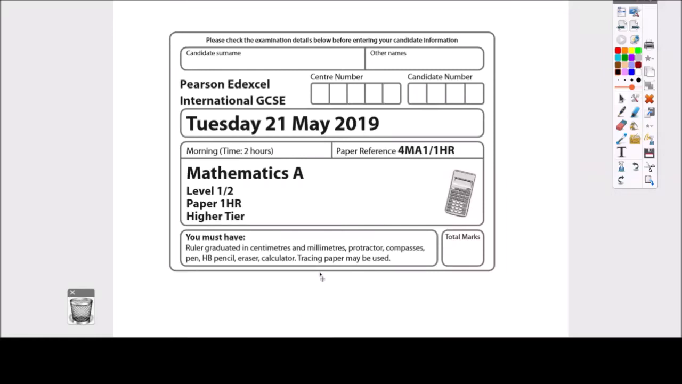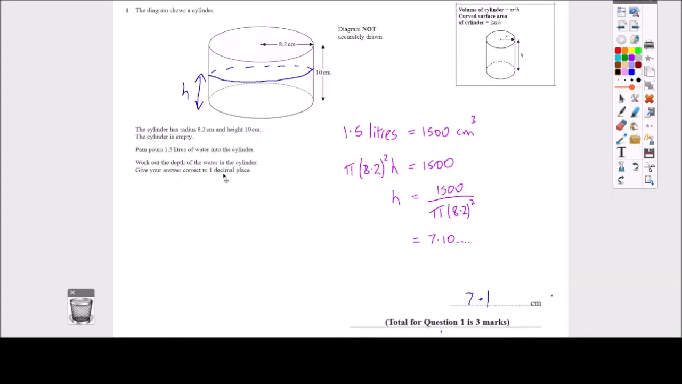This is the Edexcel IGCSE higher paper from the 21st of May 2019. But please note it's the R paper. It's the paper that was taken in the regions, not in the UK. So it's another good past paper to practice with, but it was never actually one that was used in the UK. Question one. We've been asked to work out the depth of the water in the cylinder.